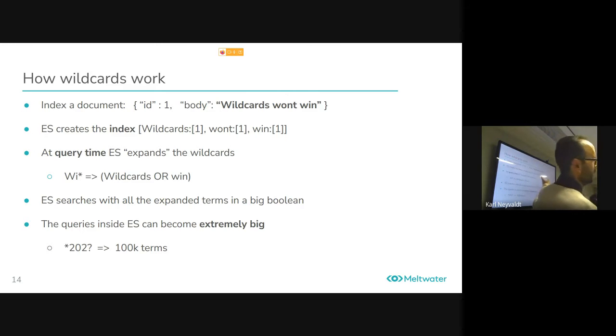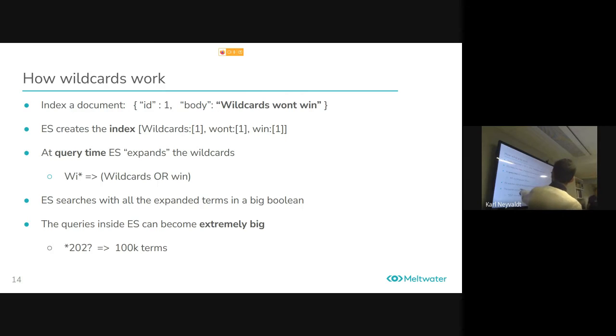And then maps them to, okay, these terms exist in this document 1. Great. And when you try to query for a document with a wildcard, the first step Elasticsearch does is go through the index of all these terms, and find all the terms that match your wildcard, so that it can turn your wildcard query basically into a term query. That's called wildcard expansion. And those expansions can become incredibly big.